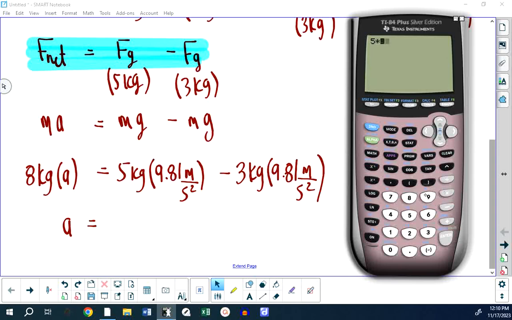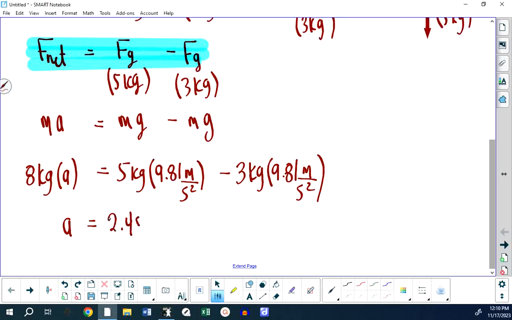So 5 times 9.81 minus 3 times 9.81. This is the net force acting on the entire system. Of course, that's equal to 8 kilograms times a, so you have to divide by 8. And we get 2.4525. I'm going to carry all my decimals here to make a point. This is meters per second squared. To make a point when it comes to finding the tension.